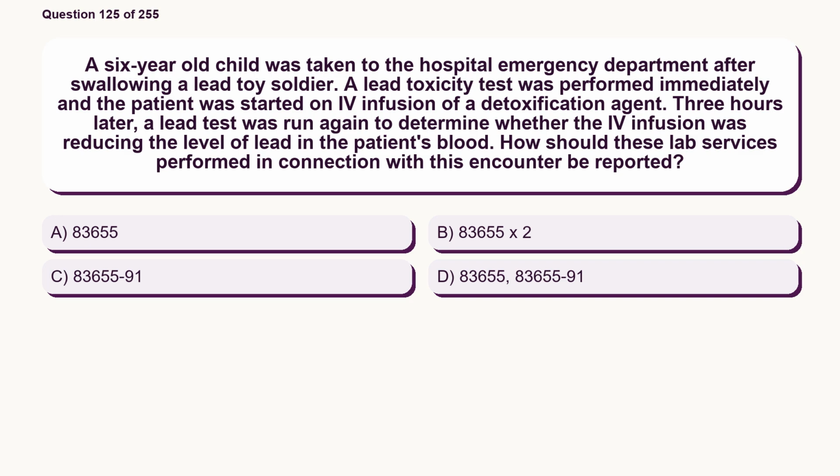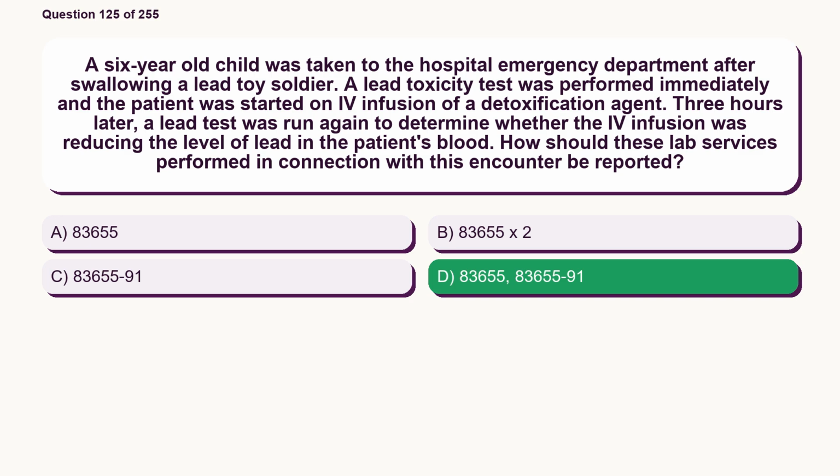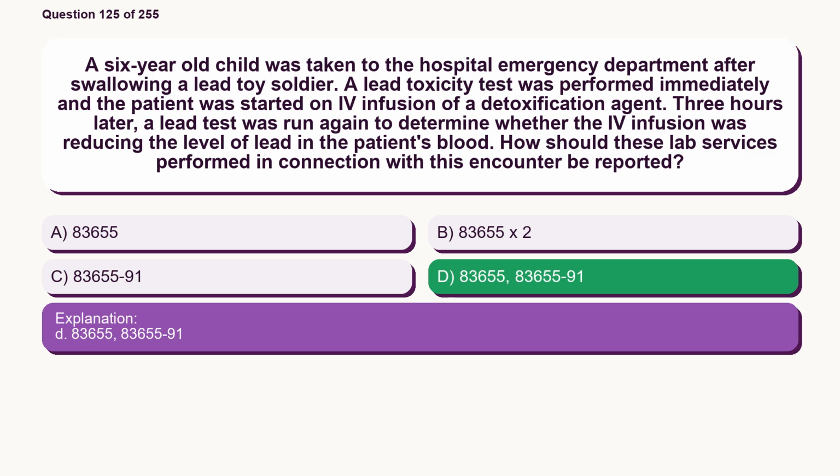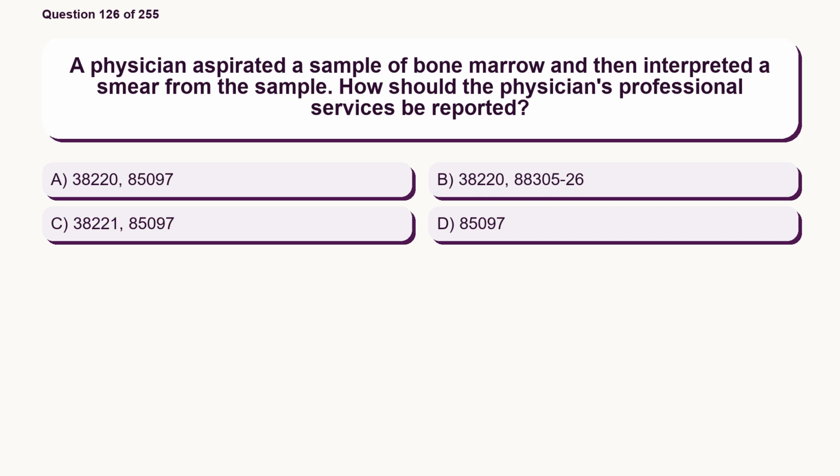Option A, 83655. Option B, 83655 x 2. Option C, 83655-91. Option D, 83655, 83655-91. The correct answer is option D, 83655, 83655-91.